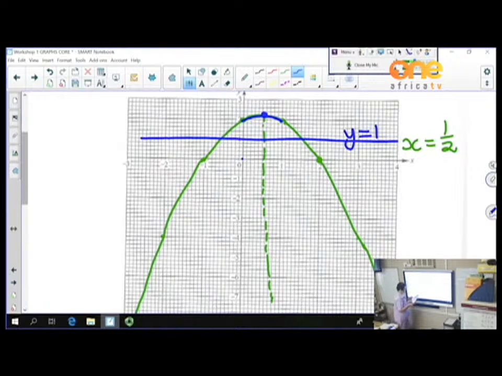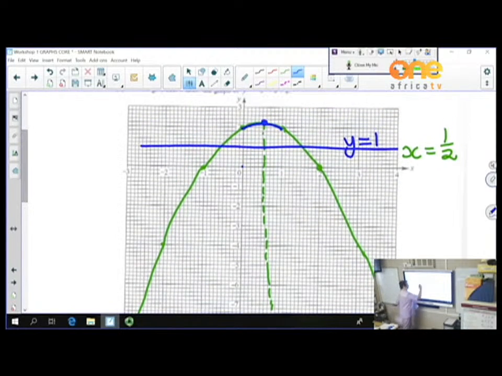And now they say, look at the last question. They say this is where your parabola and this line intersect. That's what they want there. So this is these 2 points. That is what we're going to give as an answer, where my 2 points intersect.